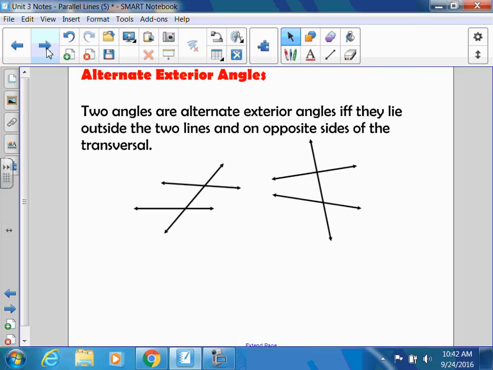Alternate exterior. Exterior we talked about, it's outside of the two lines. And alternate means they're on opposite sides of the transversal. So this angle here would be alternate exterior with this angle. And then this angle here would be alternate exterior to this angle up here. Those are alternate exterior angles.